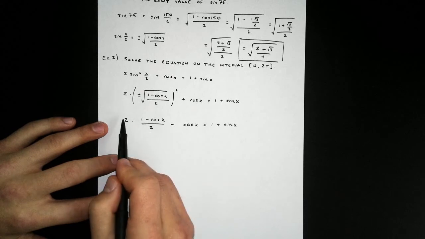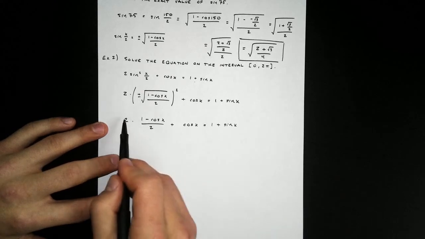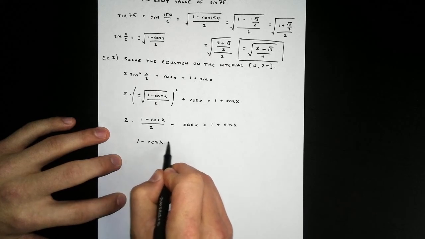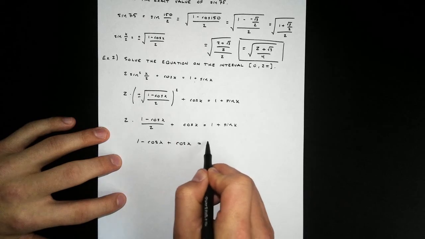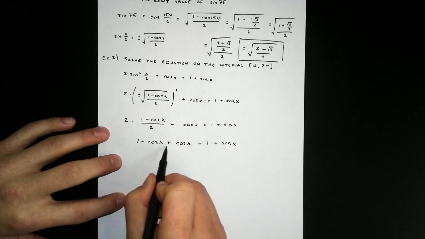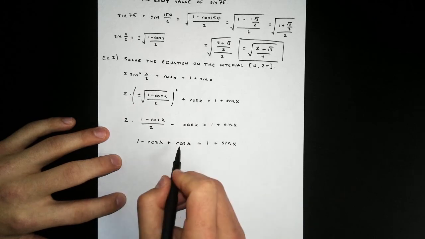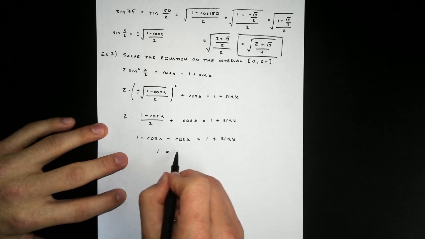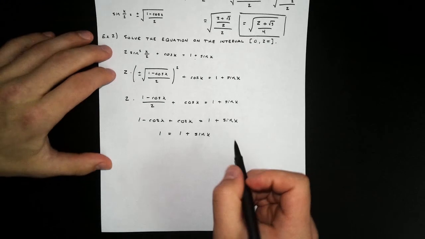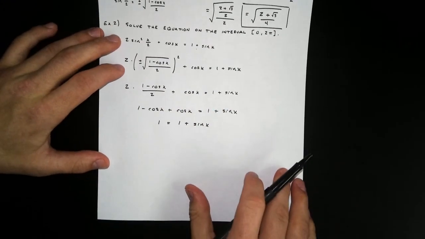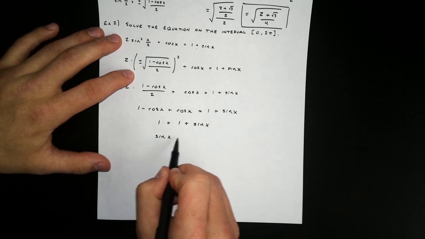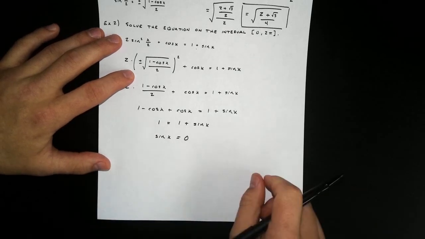And then take a look at the fraction. We're multiplying by 2. We have a 2 in the denominator, so that will simplify to 1. So 1 minus the cosine of x plus the cosine of x is equal to 1 plus the sine of x. So we have a positive cosine and negative cosine, so that will end up being 0. So we get 1 is equal to 1 plus the sine of x. So a lot of simplifying, a lot of canceling out. We have a 1 on either side, so we end up with the sine of x is equal to 0.